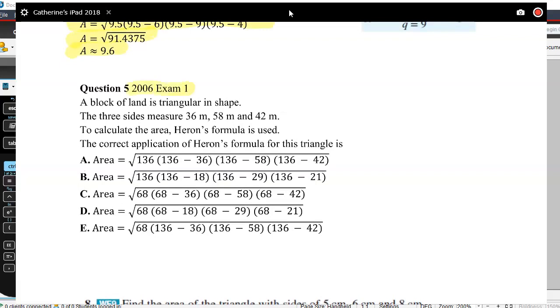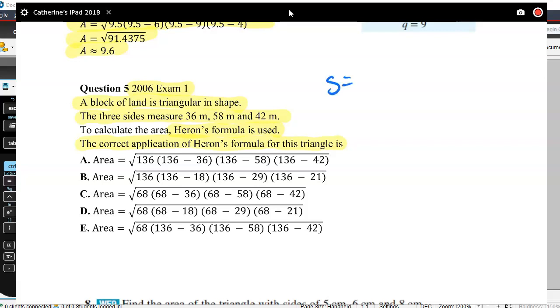So from the 2006 further maths exam, we get given this information. A block of land is triangular in shape. The three sides measure 36 metres, 56 metres and 42 metres. To calculate the area, Heron's formula is used. The correct application of Heron's formula for this triangle is... Okay, so we don't have to work it out here, but we have to figure out which one of these is the correct use of Heron's formula.